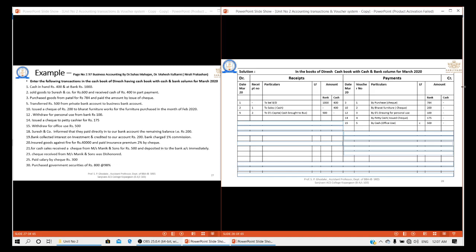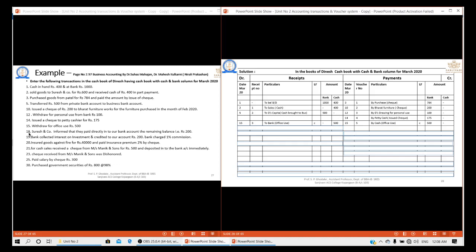So which means that it is coming into the business again. So it is a contra entry. The cash is withdrawn from bank and it is coming to the business. So again we need to do the contra entry. That is to bank for office use, and we have to write down it in the cash column 500 rupees.